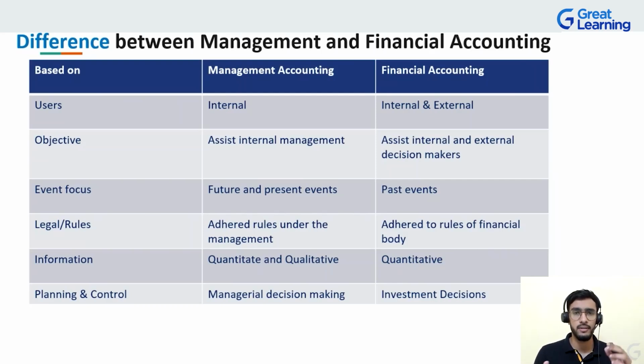Now, coming to the third point of difference, that is event focus. In management accounting, it is written the future and present events, and in financial accounting, it's written past events. So what do you mean by event focus? Based on event focus, I mean that the management accountant basically works for the future expansion or future planning of the company, right?